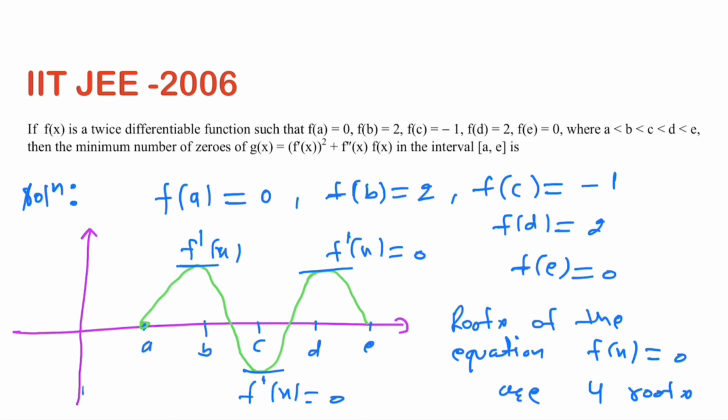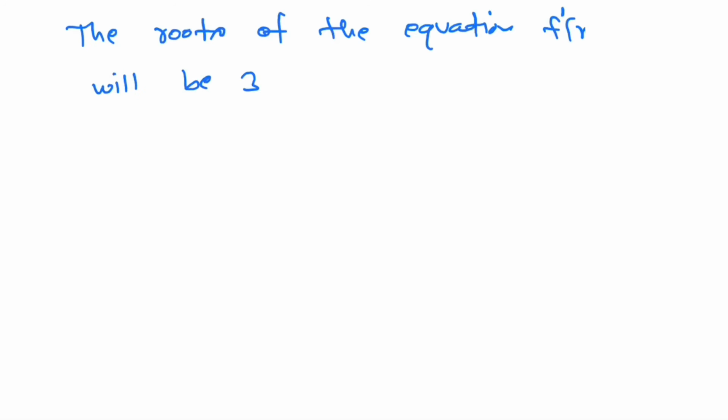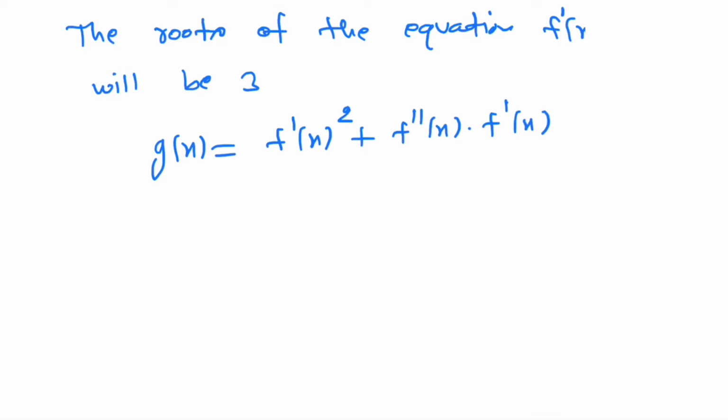Now once again we have to collect the given information. It is also given that in the interval a to e, g(x) = f'(x) whole square plus f''(x) into f(x). So you can see, this is the derivative.